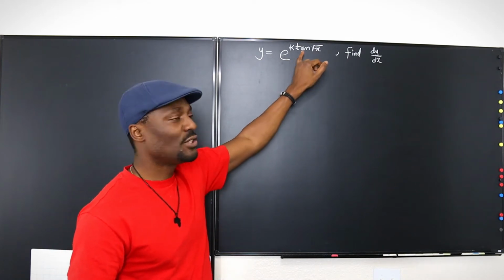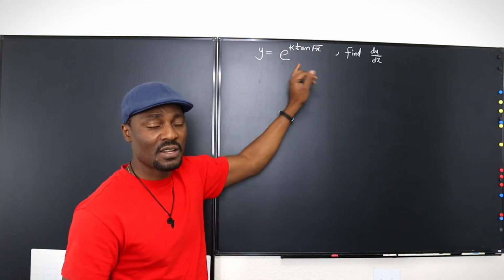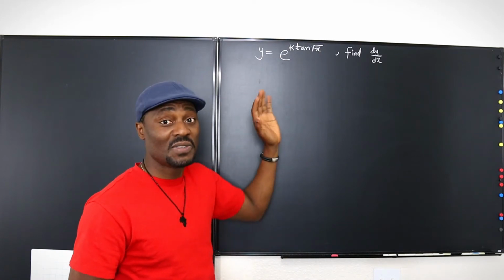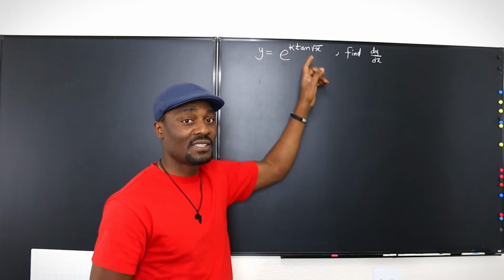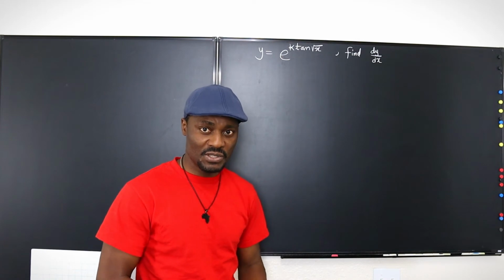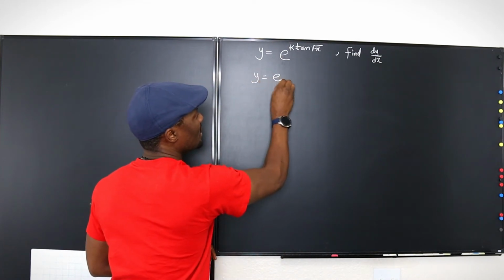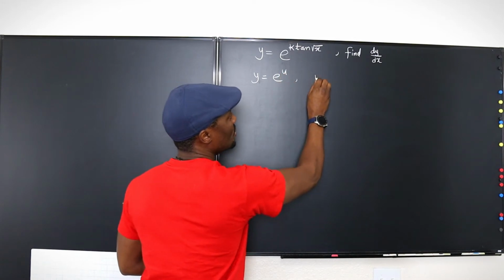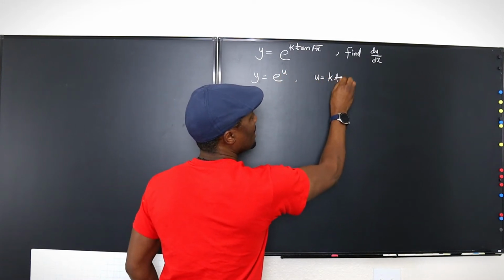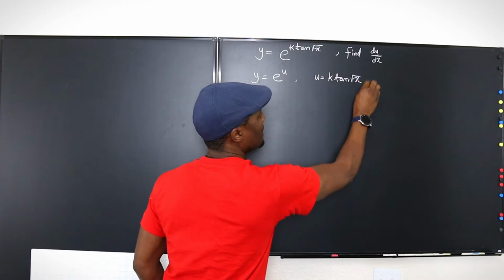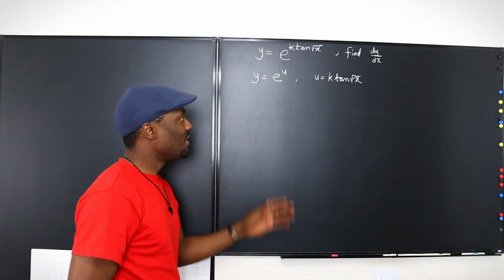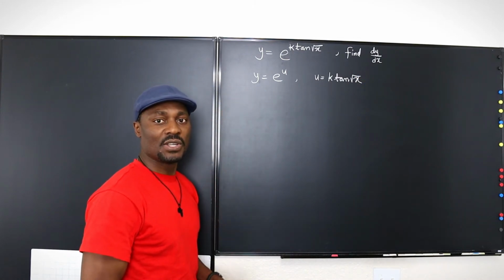Remember, e raised to anything, when you differentiate it, the first thing is it has to be e to that thing. And then if that thing itself is a function, then you need to differentiate it. So we need to do a substitution here. I'm going to say y equals e to the u, where u equals k tan square root of x. And with this, we can go ahead and differentiate.